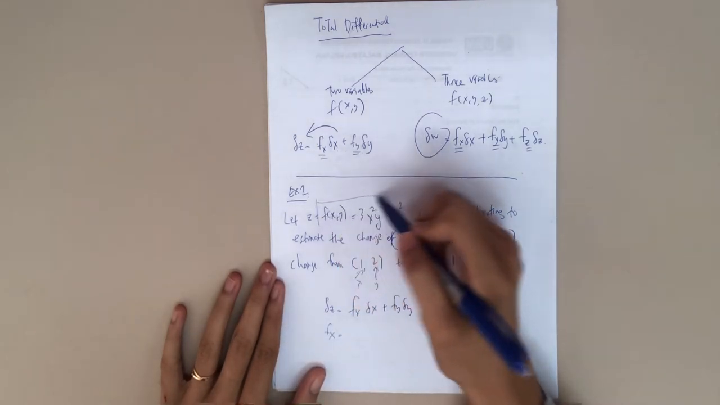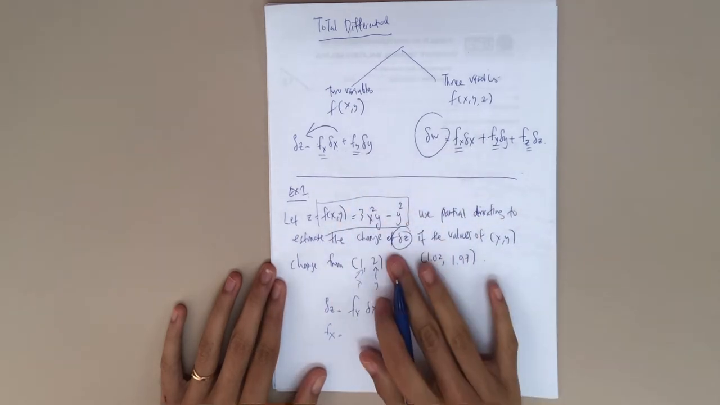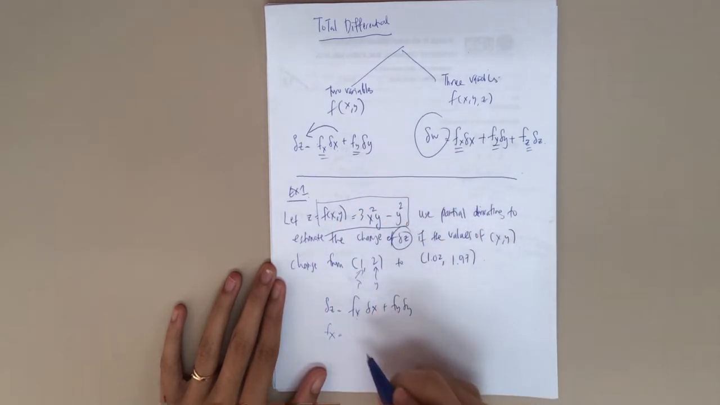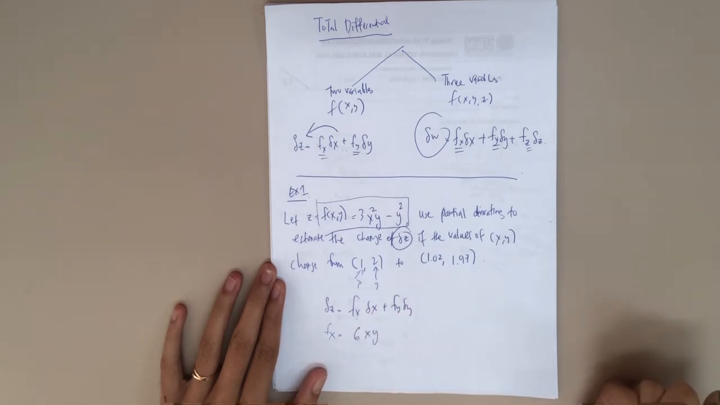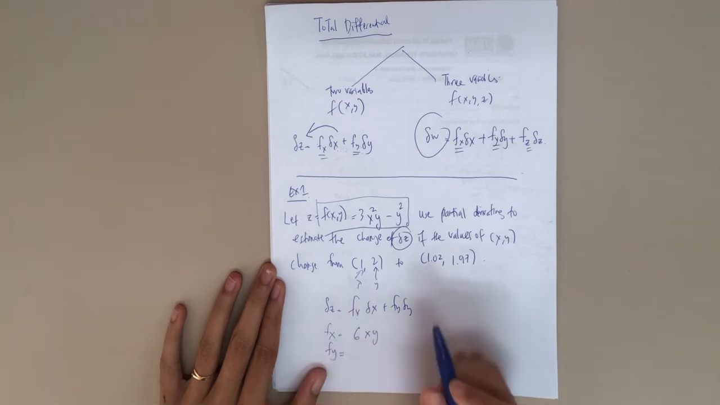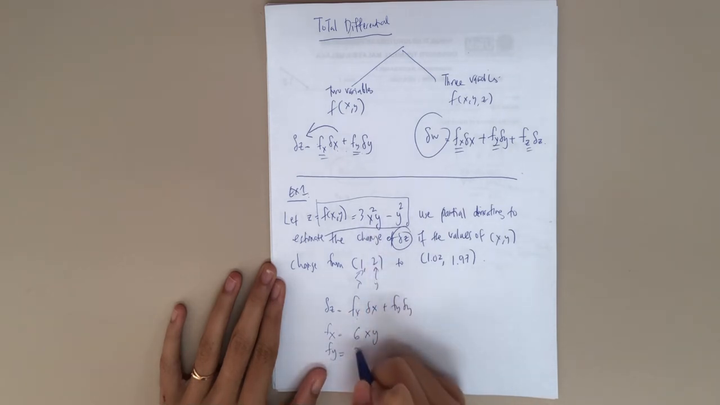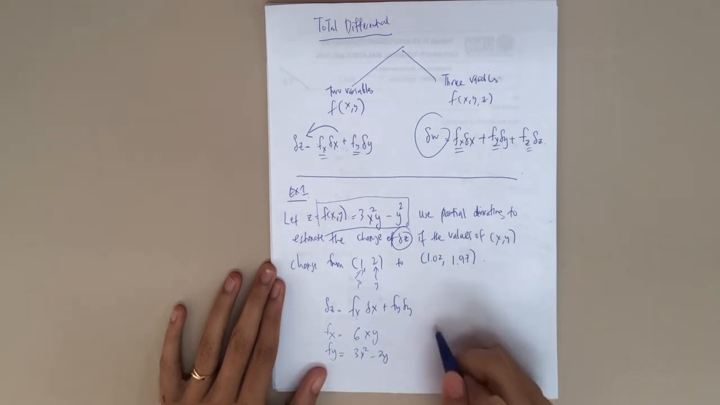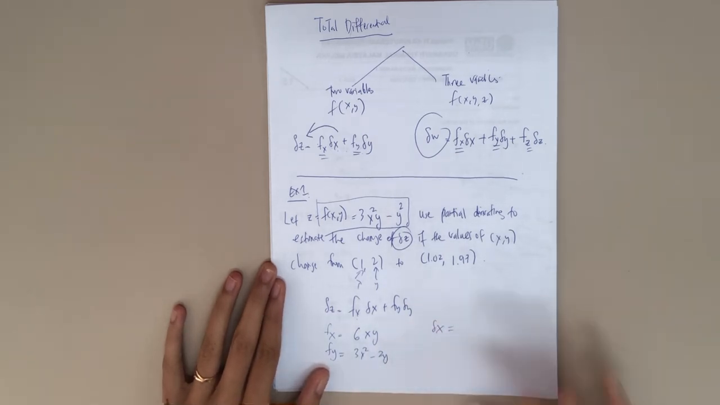Okay, what is your fx? So fx means you need to differentiate your function here with respect to x, right? So what we should get here, 6xy. Okay, this is your fx. And then calculate what is your fy. So you should get 3x squared minus 2y. Alright, then find out what is changes of x.